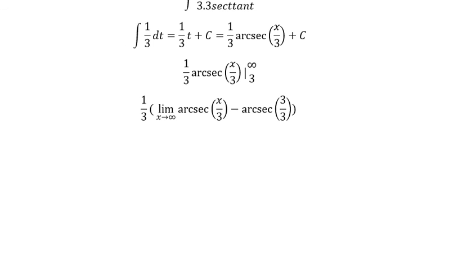So we know that the limit as s approaches positive infinity of arc sec s over 3, you will get 1 over 3 multiplied with pi over 2. About arc sec 3 over 3, you will get number 0, and you get pi over 6. And this is the final answer.